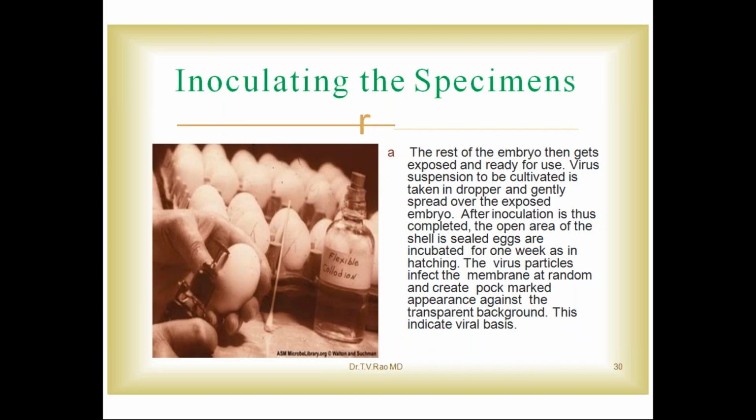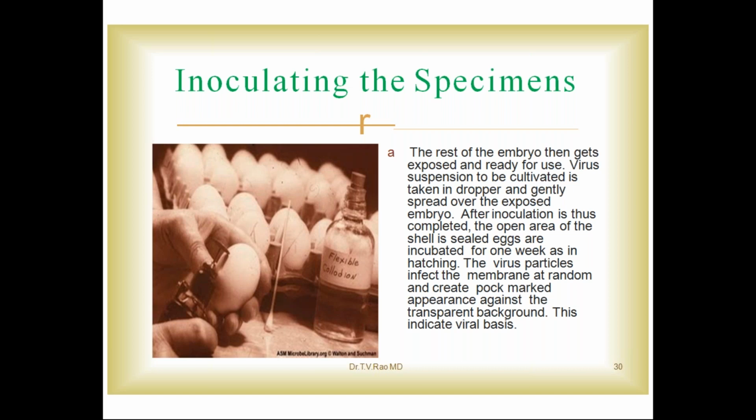Inoculating the specimens. The rest of the embryo then gets exposed and ready for use. The virus suspension to be cultivated is taken in a dropper and gently spread over the exposed embryo. After inoculation is completed, the open area of the shell is sealed. Eggs are incubated for 1 week as in hatching. We have to incubate for 1 week after the inoculum is inoculated.